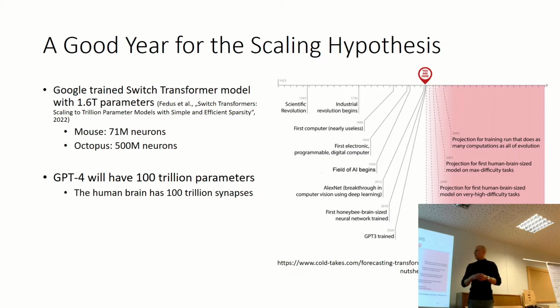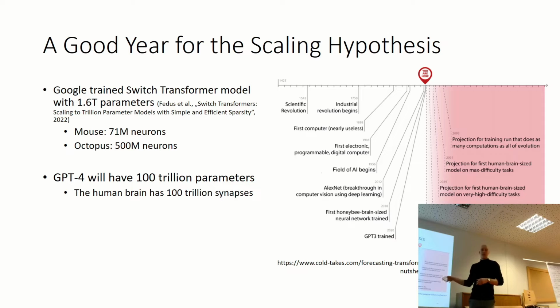The human brain has about 100 trillion synapses. If you say, okay, a synapse is kind of like a parameter, it has a synaptic weight, maybe it's sort of analogous. GPT-4, which is supposed to come out this year, has 100 trillion parameters, so that can be argued to be the size of a human brain by some measure. So of course it's not a perfect analog, but still.